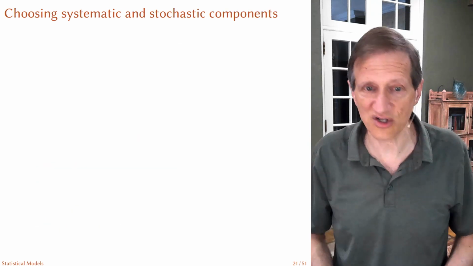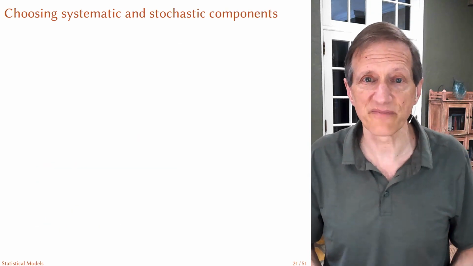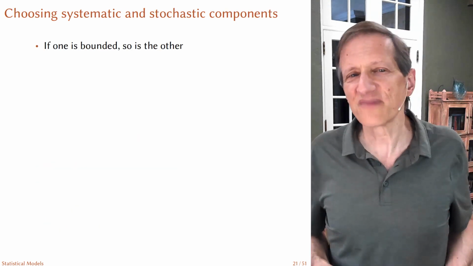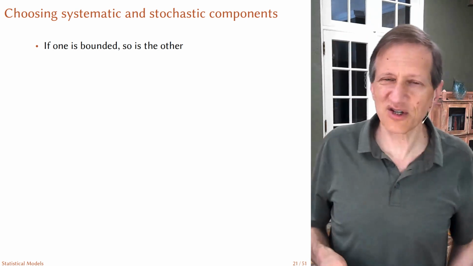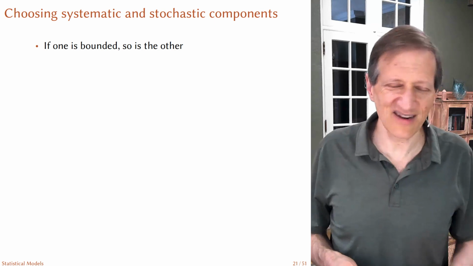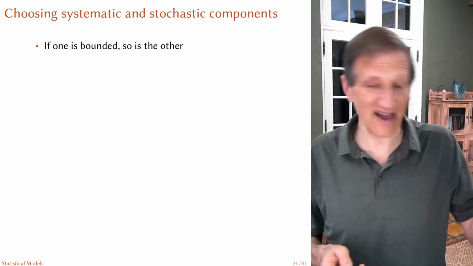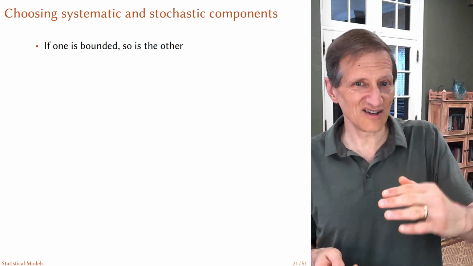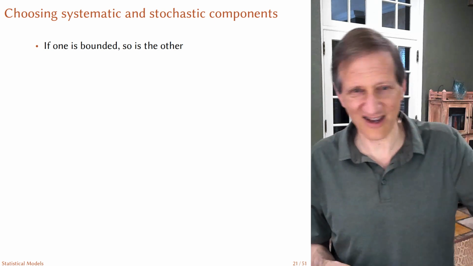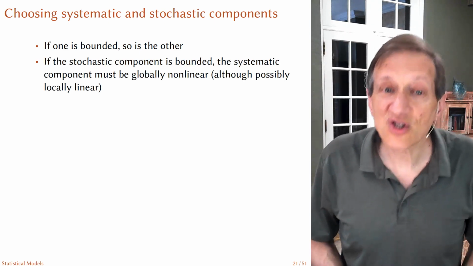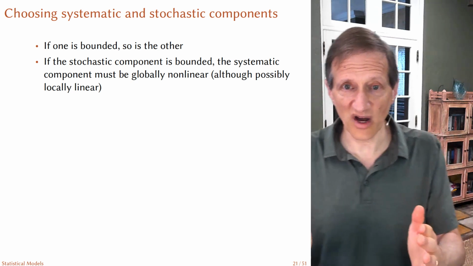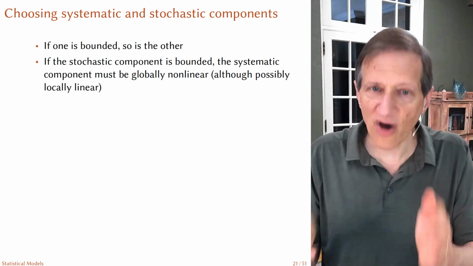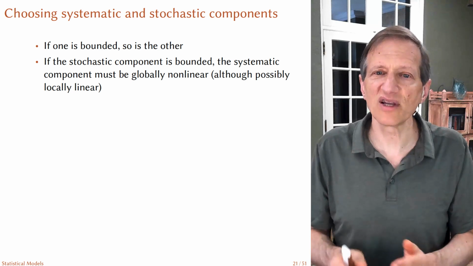And these are just some examples in a qualitative sense. Okay. How do you choose them? Well, if one is bounded, so is the other. So if your systematic component is bounded, right, if your systematic component says can't go above 0, then you don't want the stochastic component saying that it can go above 0. If the stochastic component is bounded, say it's bounded between 0 and 1, the systematic component must be globally nonlinear.